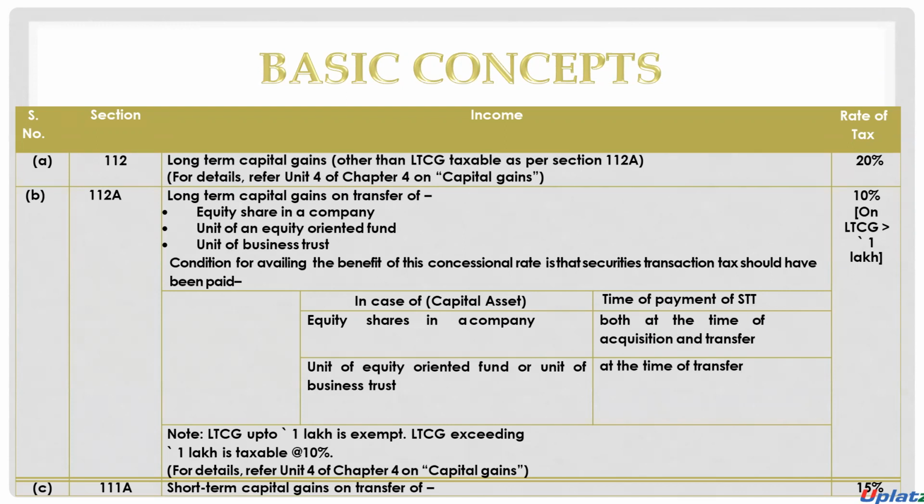Note, long-term capital gain up to 1 lakh is exempt. In this case, if the amount of long-term capital gain arises on the transfer of equity share or unit of equity oriented fund or unit of business trust, then up to 1 lakh it is exempted. If it is more than 1 lakh, then it will be taxable at the rate of 10%.